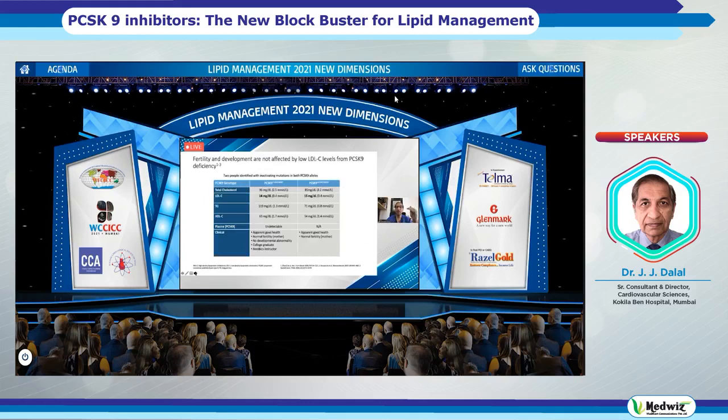Now, again, we look at low LDLs in a genetic background. If you see these people with PCSK9 problems, you can see they're born with LDL of 14 on one side, you can see the other patient with 15, and they managed very well.